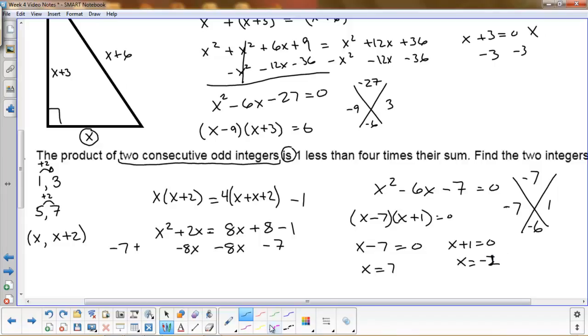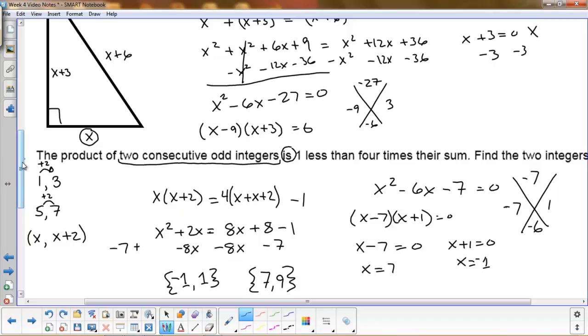So now what we have here is a situation where there's no restriction on which integer I'm supposed to use. So I can either use the 7 or I can use the negative 1 as my starting point. So let's go ahead and start with the smallest one. If I start with negative 1 as my starting point, the next consecutive odd integer would then be 1. So one possible answer would be negative 1 and 1. If I start with the number 7, the next odd integer would be 9. So another possible answer would be 7 and 9, because it asks for what the 2 odd integers were. So it's either going to be this one or that one.